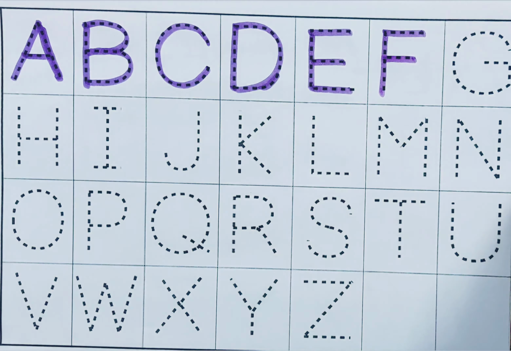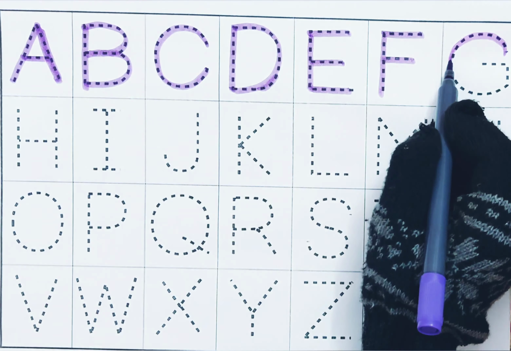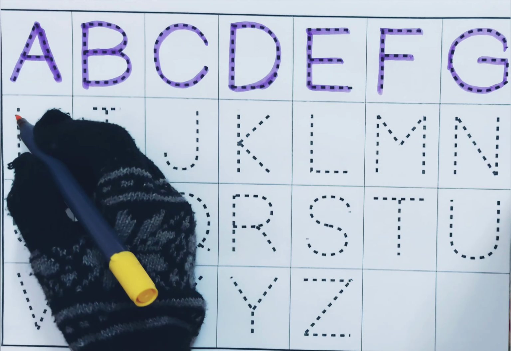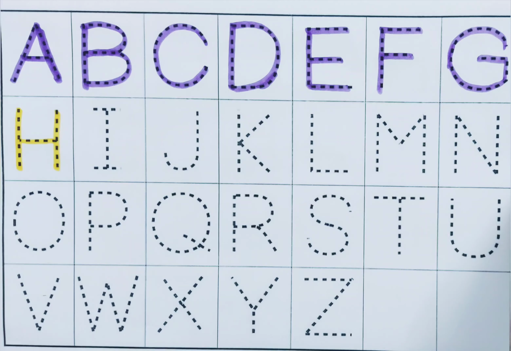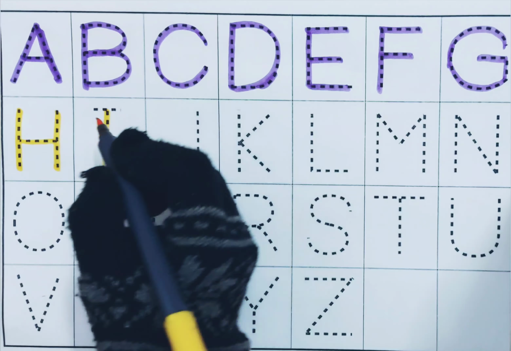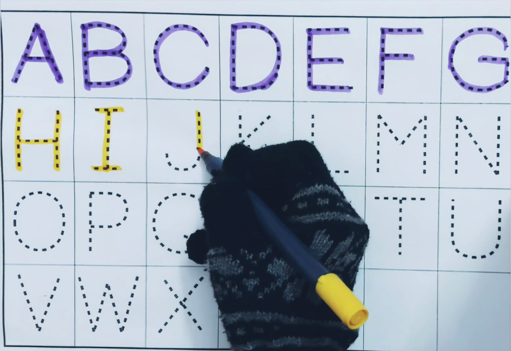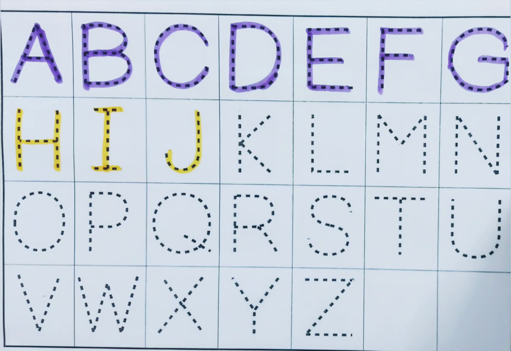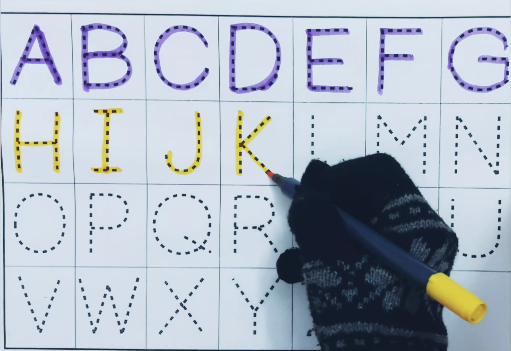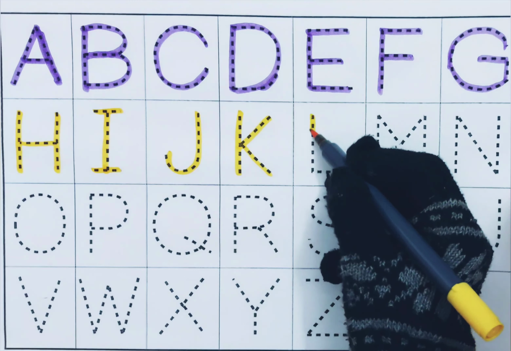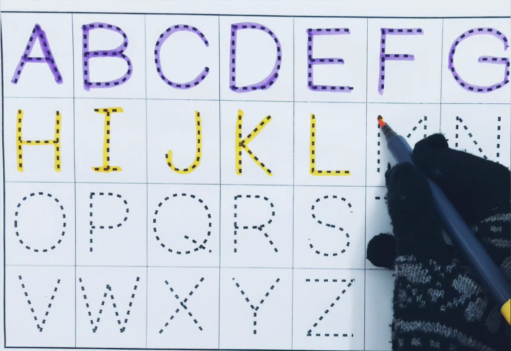G is for glass. H is for house. I is for ice cream. J is for juice. K is for kite. L is for lion.